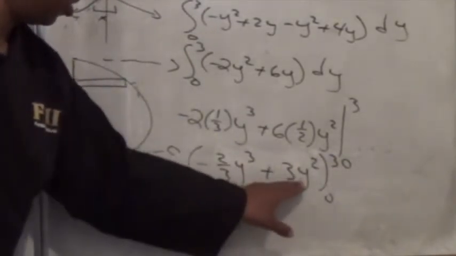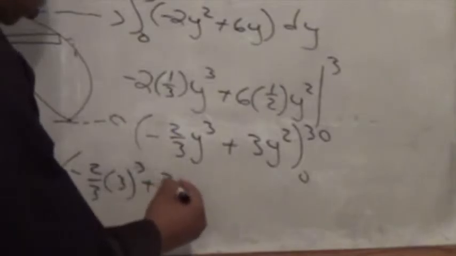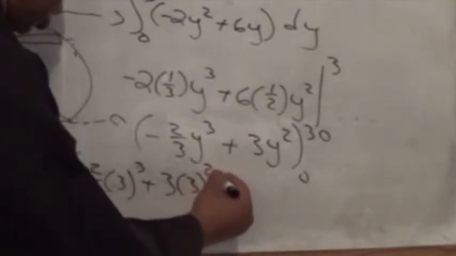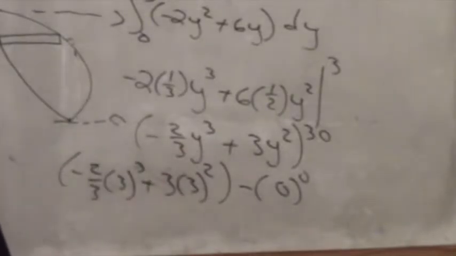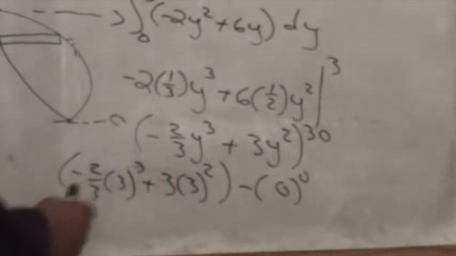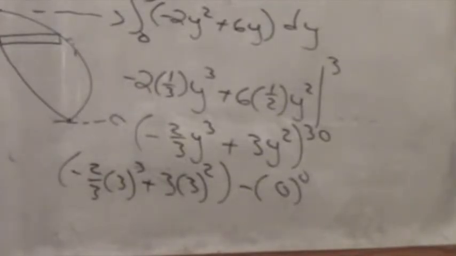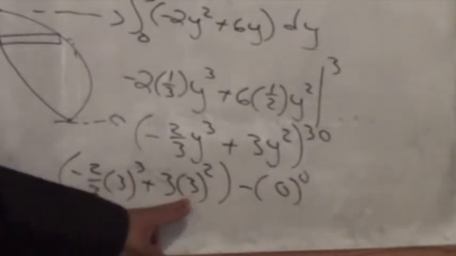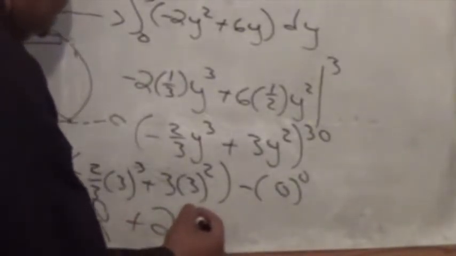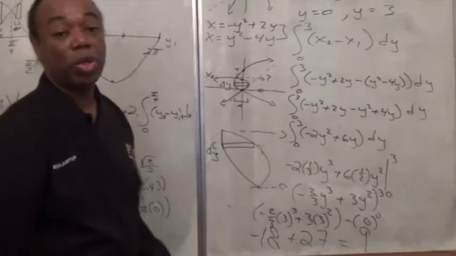Okay, let's put 3 here and here. So we get negative 2/3 times 3 to the third power, plus 3 times 3 to the second power here. And then minus 0. Because 0 in each of these will give us 0. Okay, so 3 to the third power is 3 times 3 times 3, divided by 3 is only 3 times 3, which is 9, times negative 2, which gives us negative 18. This will be 9 times 3, which will be 27. And the sum of negative 18 and 27 will be 9. So the area between the two curves will be 9.